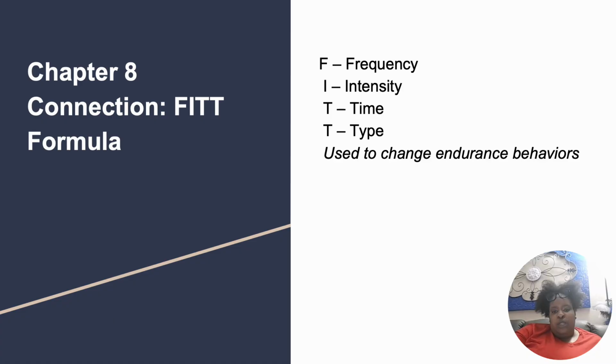And of course, your FIT formula: F is for frequency, I is for intensity, T is for time, T is for type. This is basically used to change your endurance behaviors. This formula also helps guide endurance training and behavior change. You'll use it to build your personal cardio plan as well.